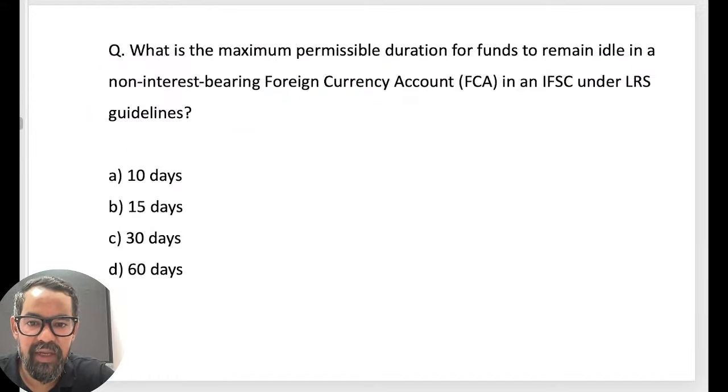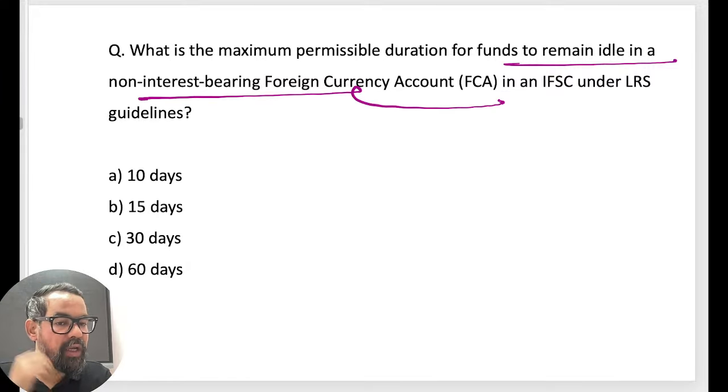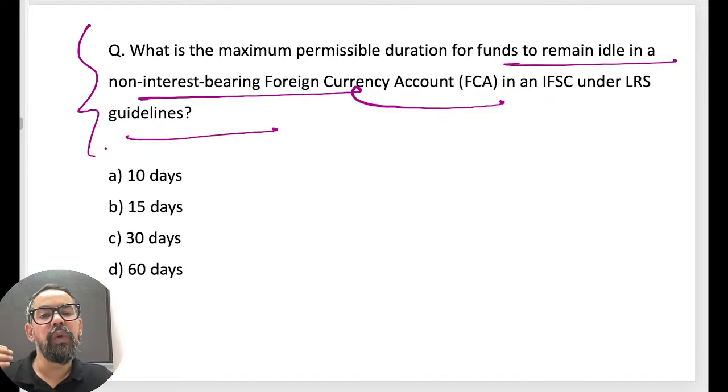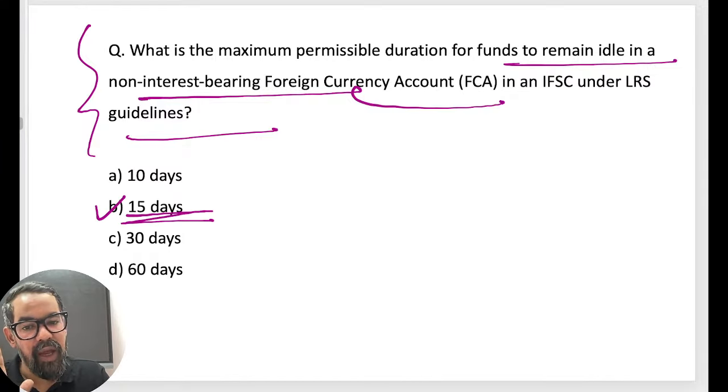Yes. Next one. What is the maximum permissible duration for funds to remain idle in a non-interest bearing foreign currency account in IFSC under LRS guidelines? If as an individual you want to make some investment outside India, for that we can maintain an account with IFSCA, IBUs and other institutions. ठीक है. That is called FCA, foreign currency account. ठीक है. This is maintained in any currency apart from INR. So let's say you are planning some investment, for max 15 days it can be idle in that particular account.